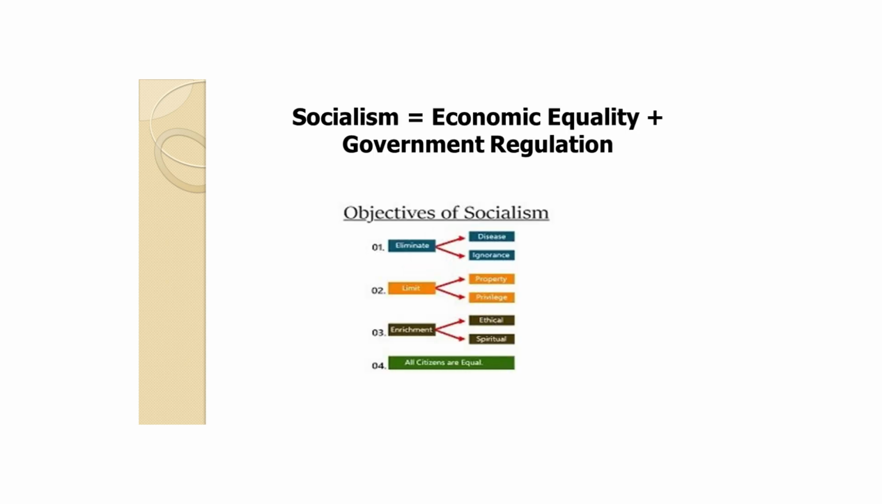So if we talk about the objectives or characteristics of socialism, we see that socialism basically believes in economic equality as well as government regulation, as I discussed, and it believes in eliminating disease and ignorance, in limiting property and privilege, and in enrichment of ethical and spiritual aspects of an individual's life. Limiting property and privilege is the most important aspect of socialism when we talk about it in terms of the economic aspect or in terms of political economy.